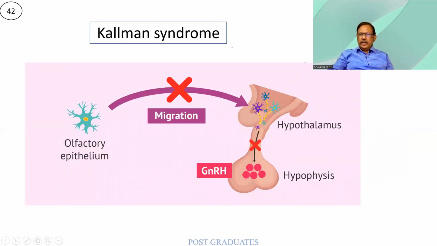Kallmann syndrome, a classical one, which I had explained in male infertility. There is olfactory epithelium. The migration of the neurons to the hypothalamus is prevented. The hypothalamus-hypophysis axis is also prevented, and so is the action of gonadotropin releasing hormone, as a result of which you find that there is a gonadal agenesis.